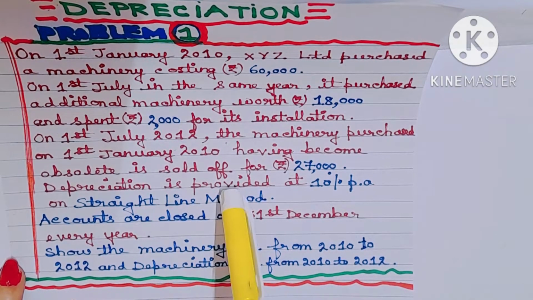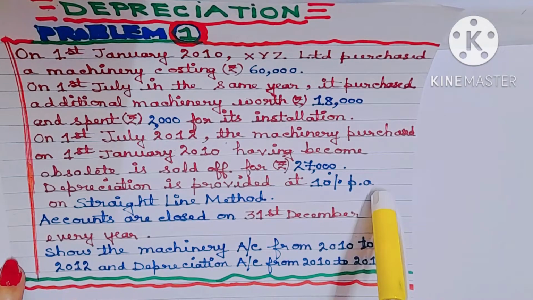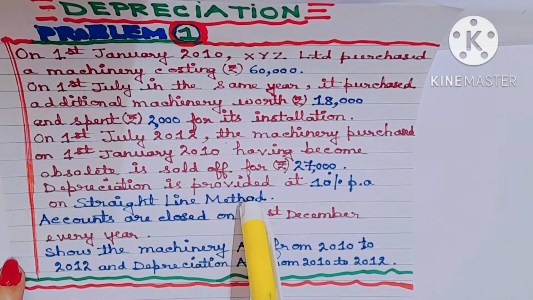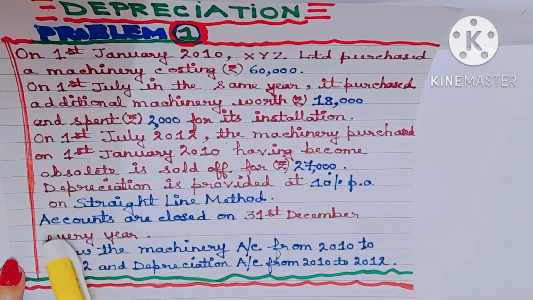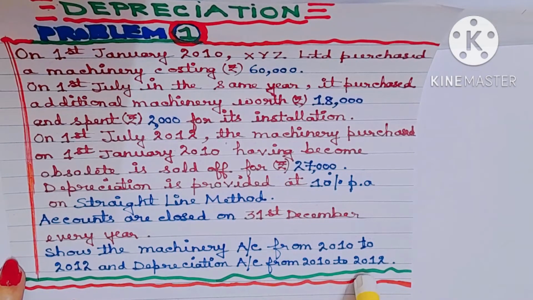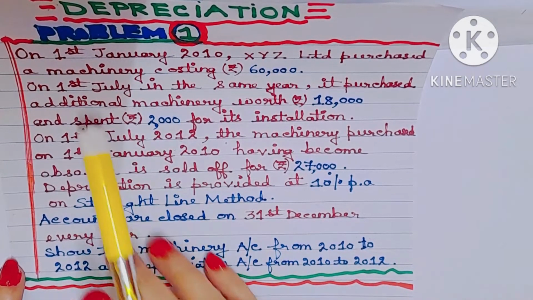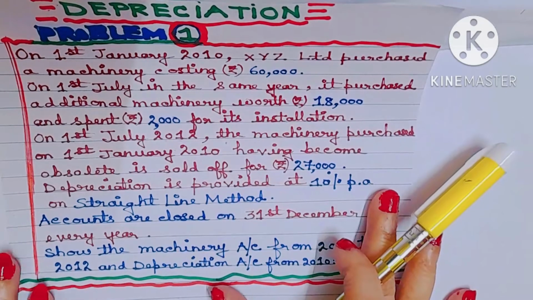Depreciation is provided at 10% per annum on straight line method. Per annum means per year. Accounts are closed on 31st December every year. Show the machinery account from 2010 to 2012 and depreciation account from 2010 to 2012. So, we will read one line at a time and we'll do the problem.